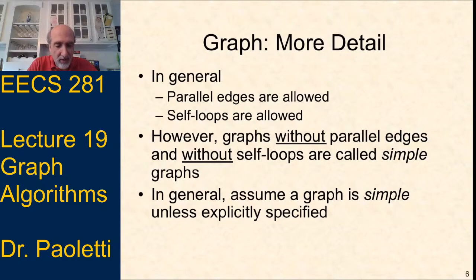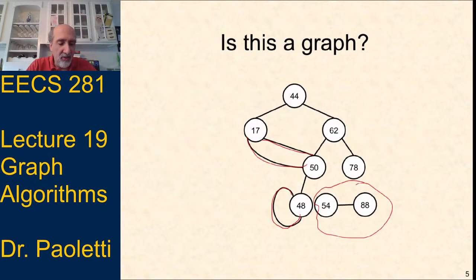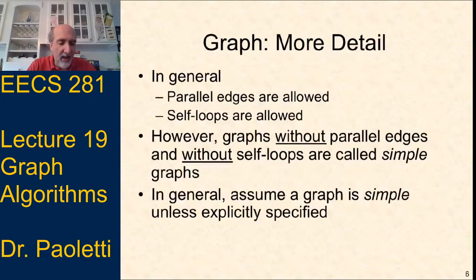Now, in general, when we say graph, it is allowed to have parallel edges. Parallel edges would be what we had in the previous slide, going from 17 to 50. And it's also allowed to have a self loop, which is the 48 connecting to itself. So in general, graphs allow those. However, when we have a graph that doesn't have either one of those, if we don't have parallel edges, if we don't have self loops, then that's referred to as a simple graph. And from now on, rest of the semester, if we say graph, unless we say otherwise, we mean simple graph.